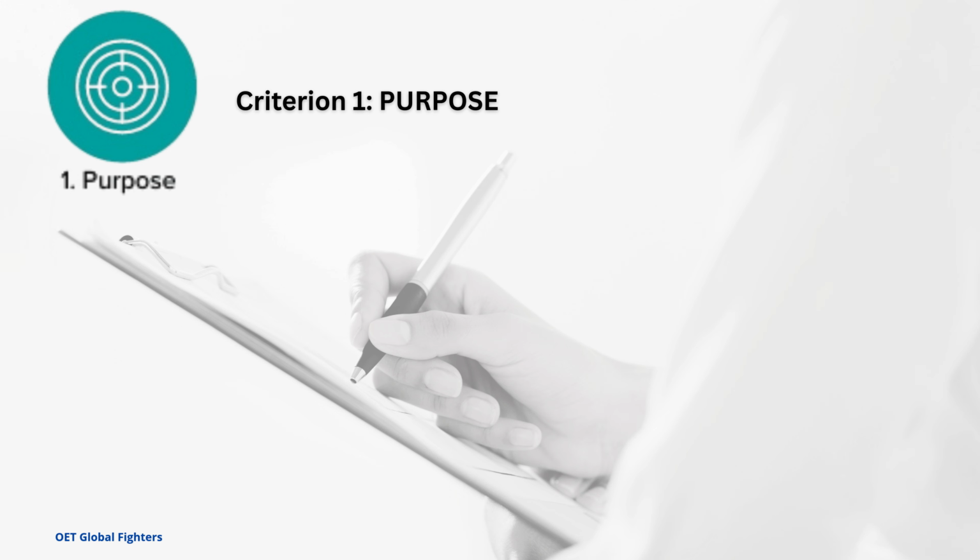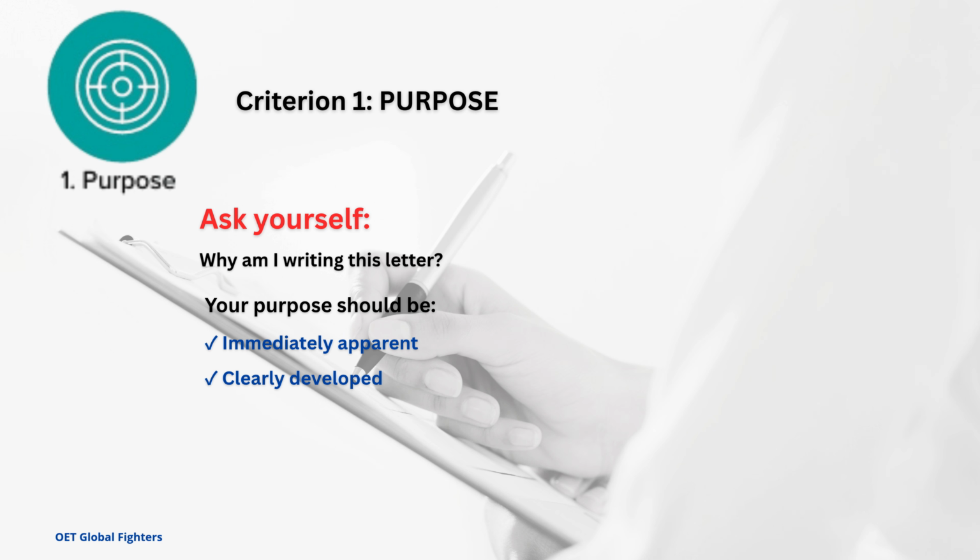Okay, so let's start with the first criterion, purpose. Now, before we talk about the scoring or complicated terminology, let me ask you a very simple question. When somebody receives your letter, why are they receiving it? That's it. That's purpose. The purpose is essentially the reason why you are writing the letter. And according to the OET guide, there are 2 important things we need to think about here. The first is that the purpose should be immediately apparent. And the second is that you need to sufficiently expand that purpose.